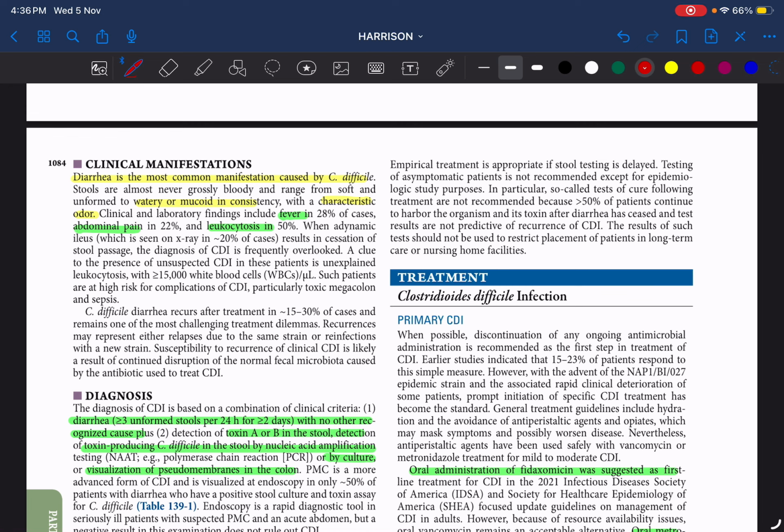That is how we have to immediately think about whether he is on any antibiotics, or whether there is any disruption of the normal colonic microbiota that is responsible for the CDI. And remember, the diarrhea is watery or mucoid in consistency with a characteristic odor, and most of the patients will be associated with leukocytosis, and in some cases fever and abdominal pain are also present.